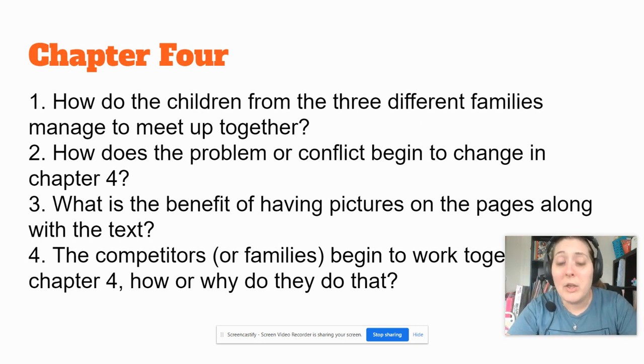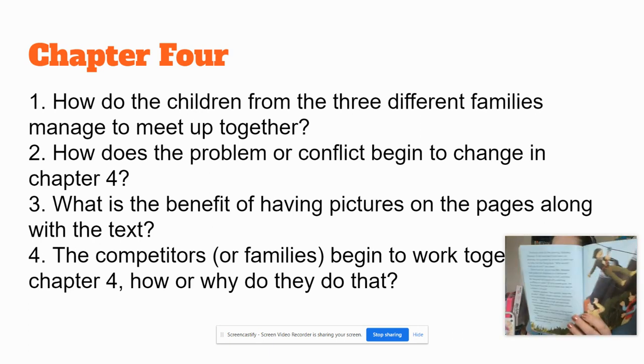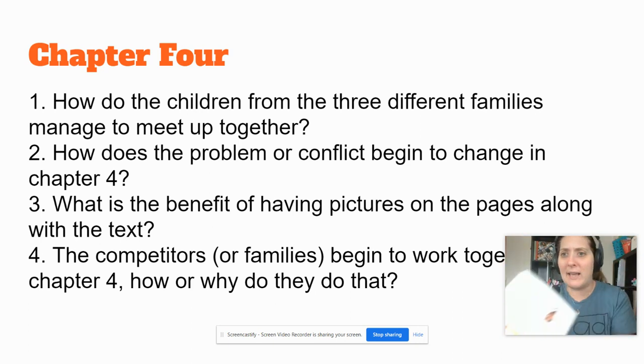Number 3, what is the benefit of having pictures on the pages along with the text? So as we're looking, I'm really good, I feel like, at showing you the pictures on the page. But why is that important? Why does it matter if I have pictures to go along with my text? How does that help you as a reader? So make sure you explain that. Everyone's answers should be different because you're going to have a different opinion on each picture.